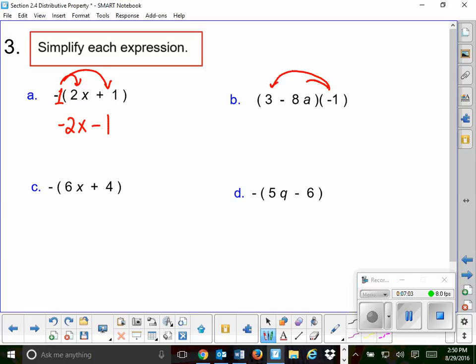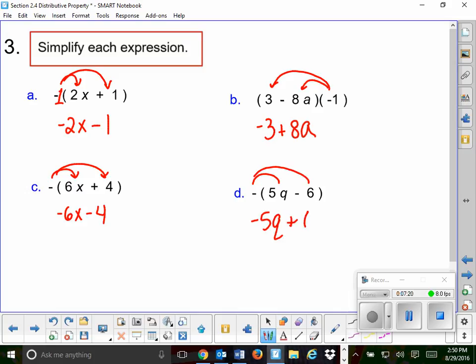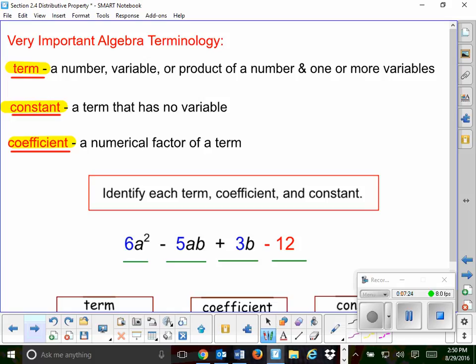We're going to distribute a -1 in here, and here we'll have -3 plus 8a. You're changing the sign of every term inside when you multiply by a negative. Here you'd get -6x and -4, and hopefully here you got -5q plus 6. We're almost done. Next thing I want you to do is to write down these definitions for term, constant, and coefficient, and then come back together.